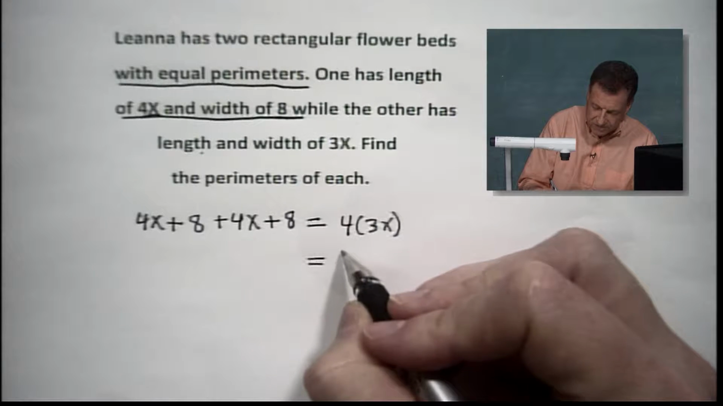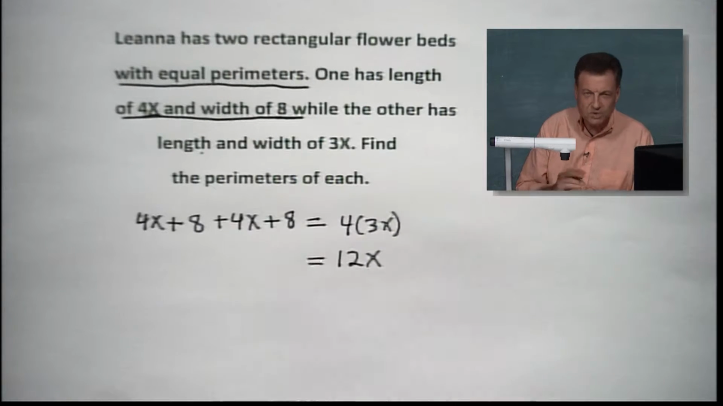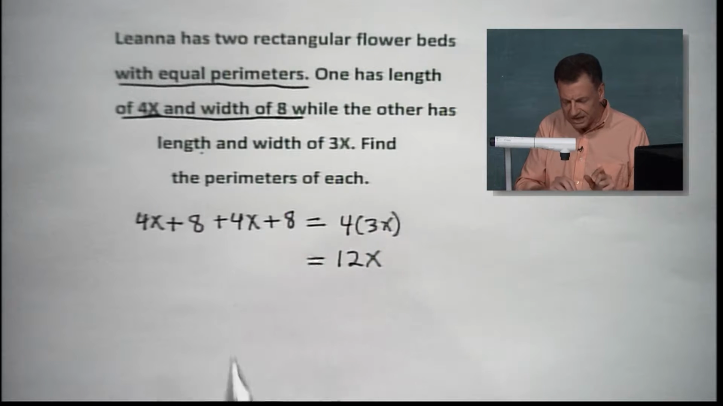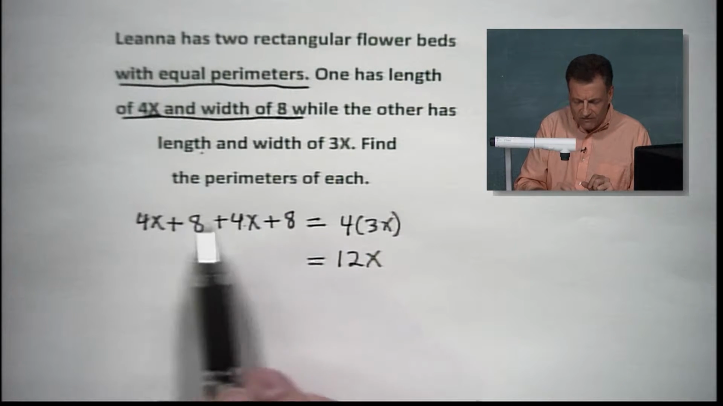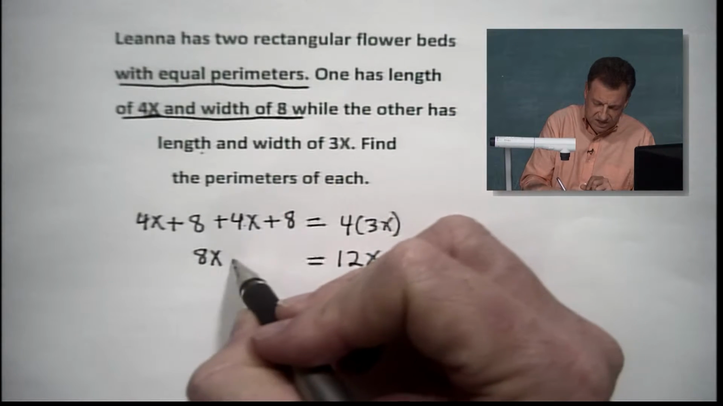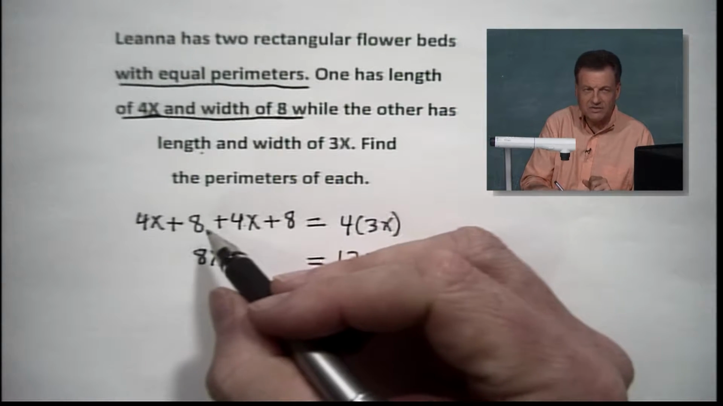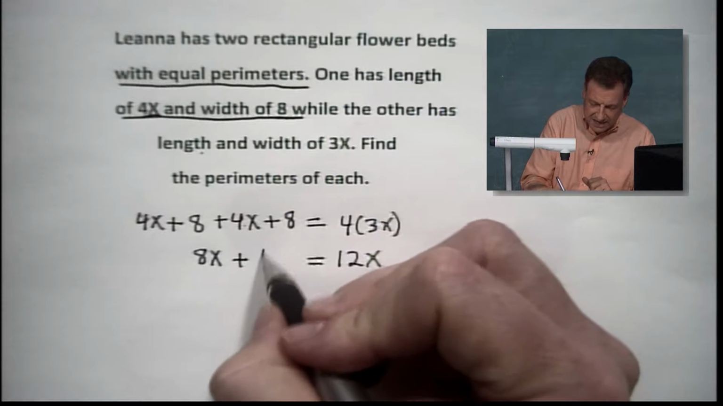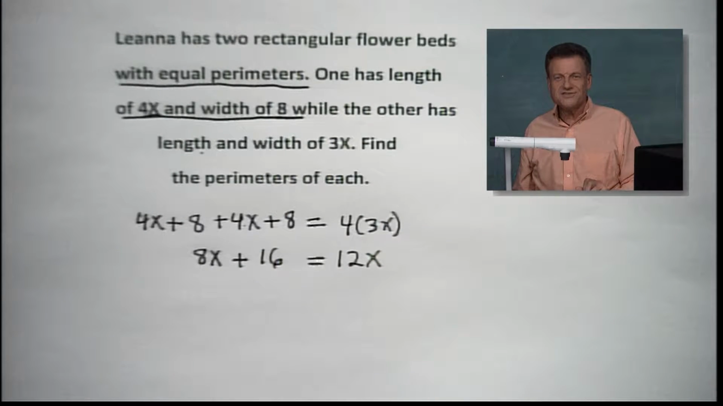I see 4 times 3. I believe it's going to give us 12x. That part was pretty easy. On the other side, I got a little bit of things to put together here. We got a 4x and a 4x, which gives us 8x. We got an 8 and an 8, which gives us, how about it? Y'all out there ready for me? 16. Get your x's together.